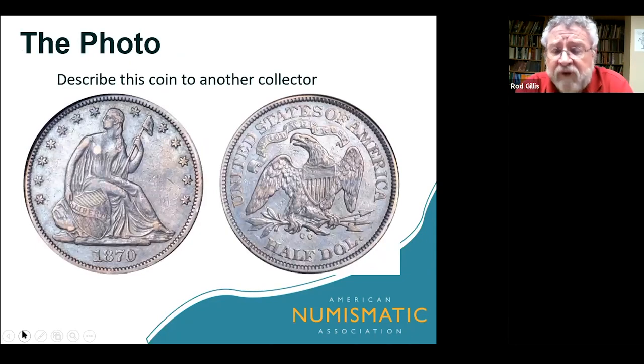So here's a photo of an 1870 Carson City half dollar. What I want you to do is take a moment and look at this coin carefully, both obverse and reverse. And I want you to think for a moment, if you had to describe this coin to a potential buyer, let's say this coin was yours and you were interested in selling it, and for whatever reason, the buyer is not able to view the coin, it's sight unseen. So take just a moment, study the coin carefully, and think about what it is that you would want to say in describing this coin.